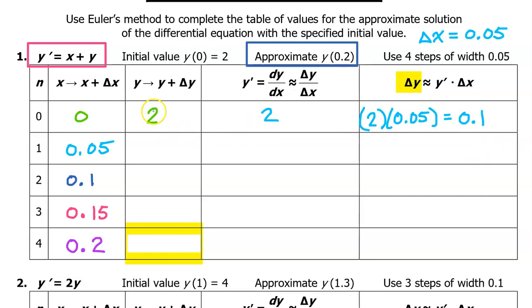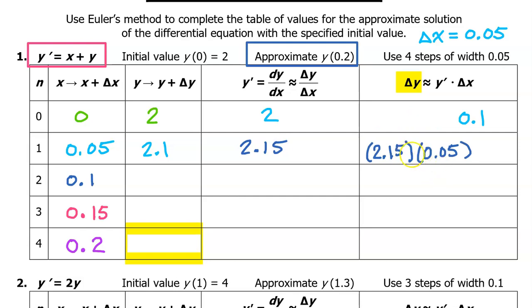So this is delta y. It's the change in y from the first y value to the next y value. So we can get the second y value by adding 0.1 to 2. So we get 2.1. After that, we just repeat the process a few times. The next column is for y prime, which equals x plus y in this case. So that's 0.05 plus 2.1, which gives us 2.15. In the last column, we find delta y by multiplying y prime times delta x. In this case, 2.15 times 0.05.